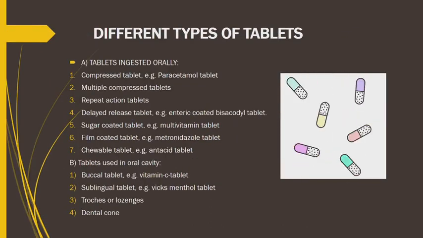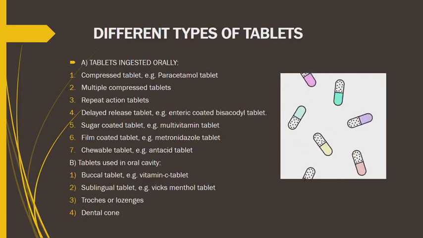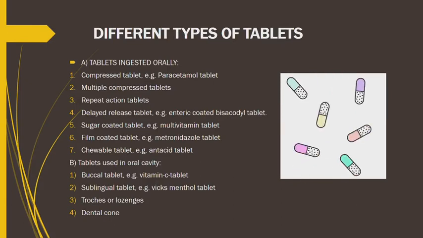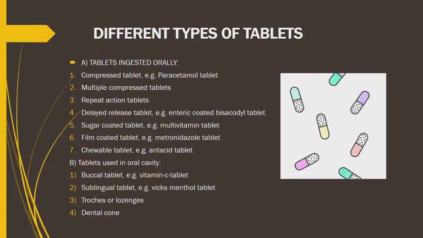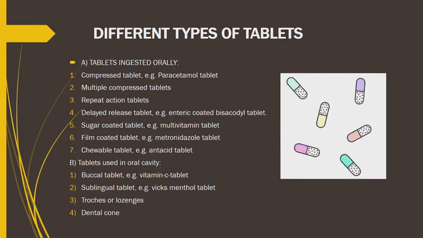Now we will see different types of tablets. First are tablets which are ingested orally. It includes compressed tablets, example paracetamol tablet. Second is multiple compressed tablets. Third is repeat action tablets. Fourth is delayed release tablets, example enteric coated bisacodyl tablet.